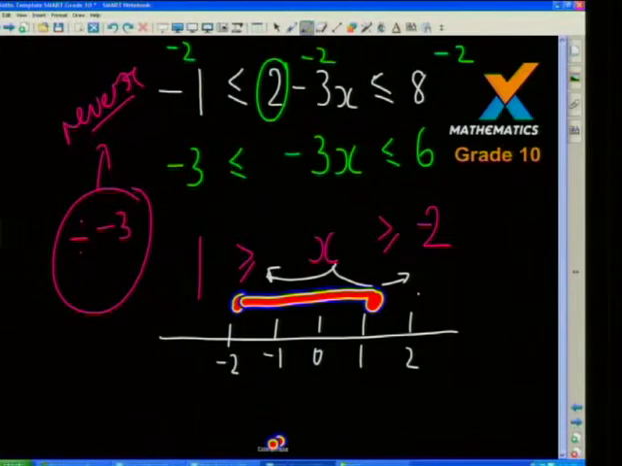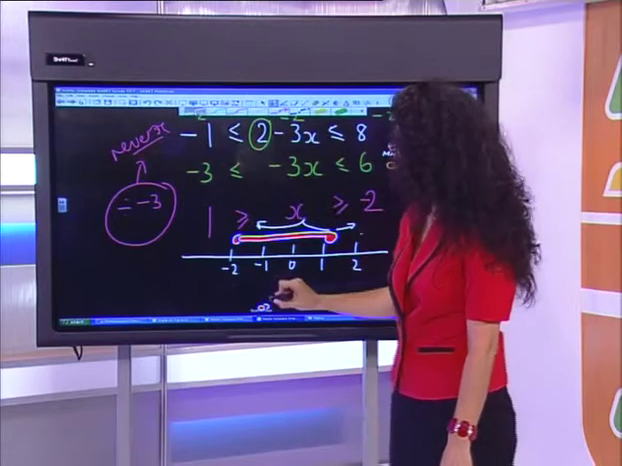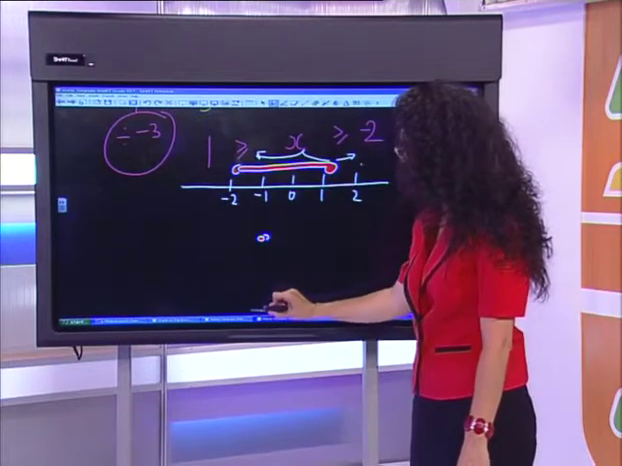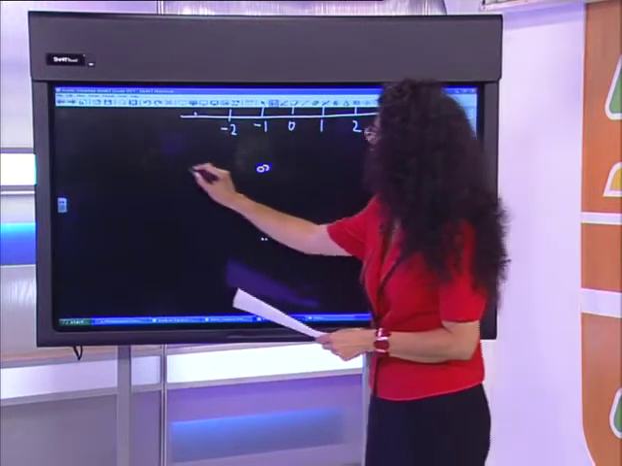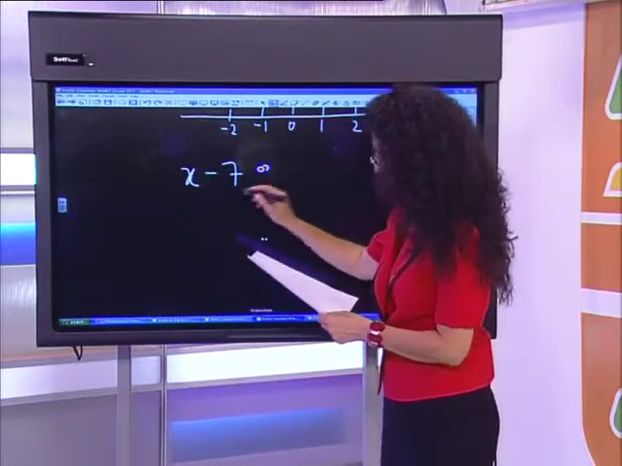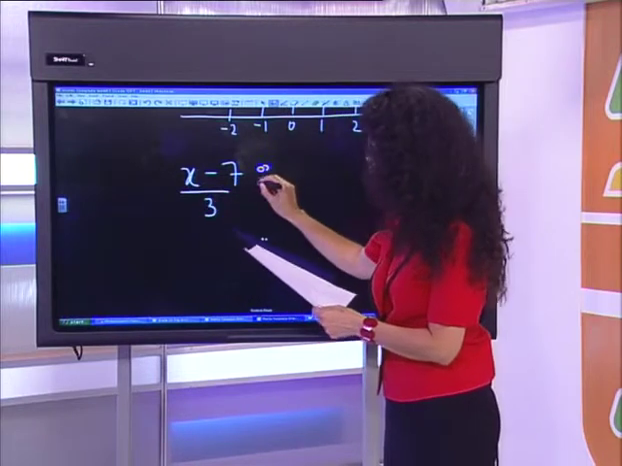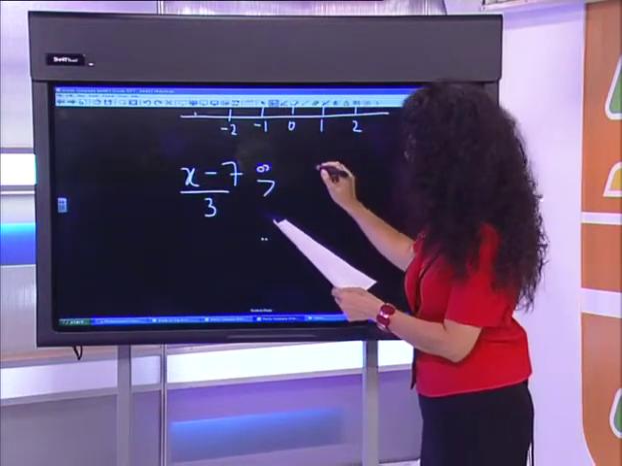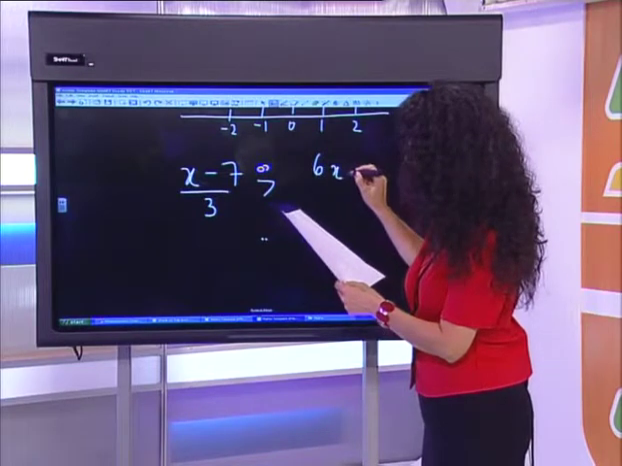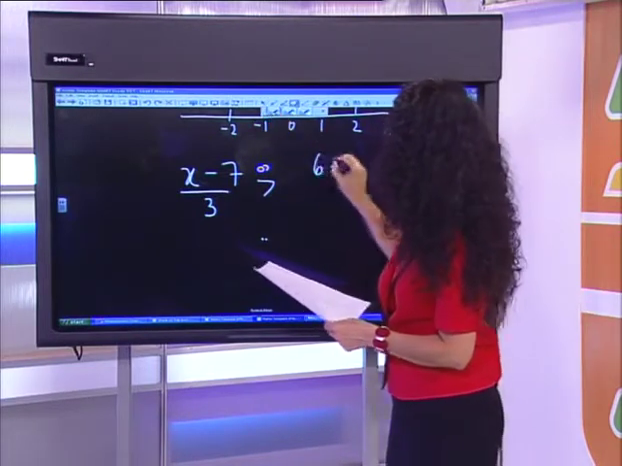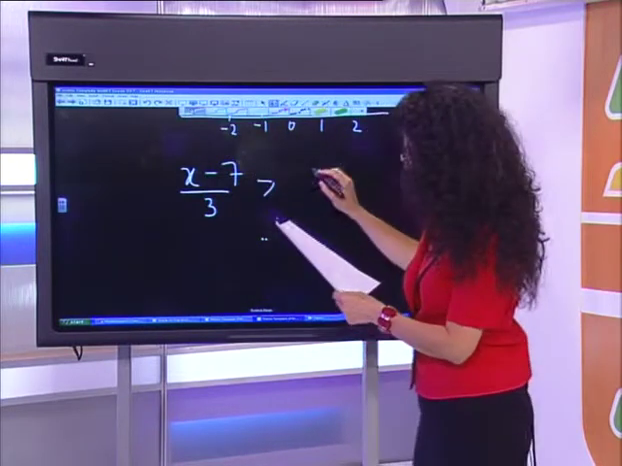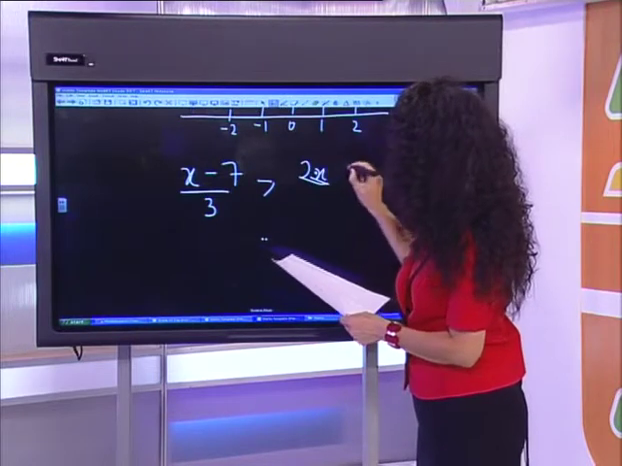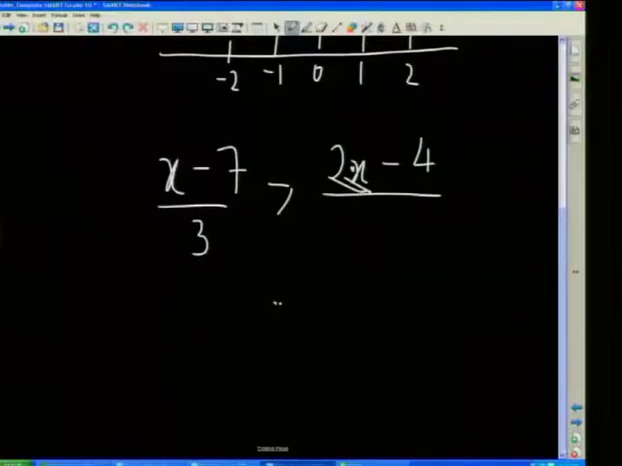What about a fraction? Because our challenge question was a fraction. How would you deal with fractions? Okay, and I've got an example as a fraction. (x minus 7) over 3 must be greater than (2x minus 4) over 2. Okay, so there's a fractional one.